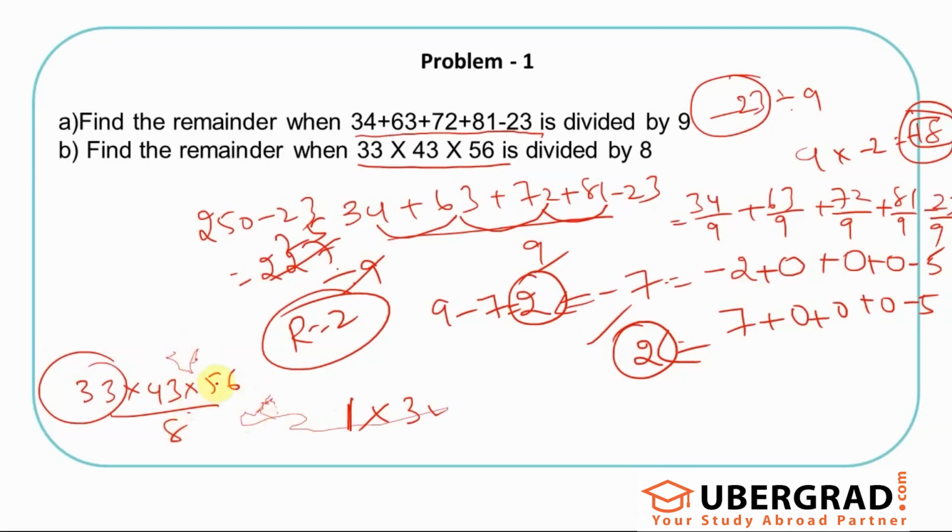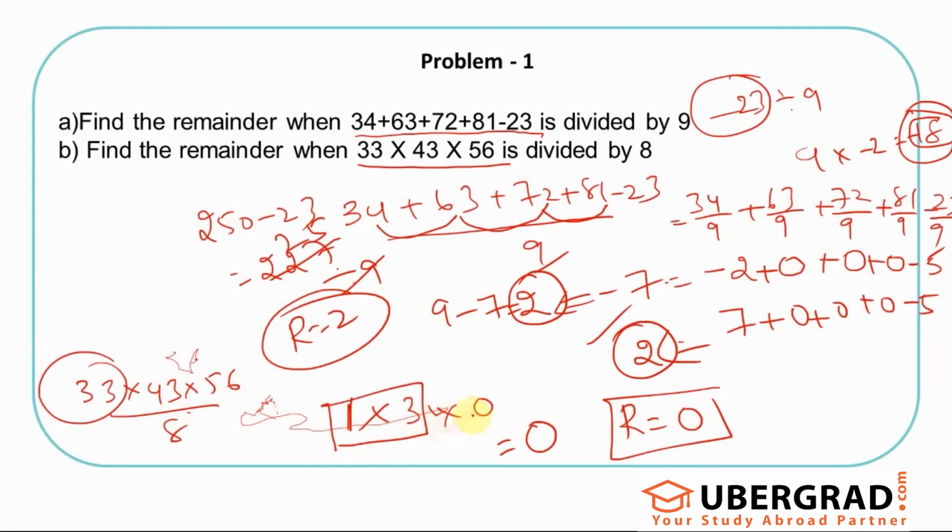Sorry, yeah. 8 7s are 56, so the remainder is 0. Right, so it's 1 into 3 into 0. Anything multiplied with 0 is 0, so the remainder for the whole thing is 0. Even this can happen. It doesn't matter that I've got 1 into 3 here; the remainder would not be non-zero, since I have a 0. So technically it is divisible by 8, so that's why the remainder is 0 for this.